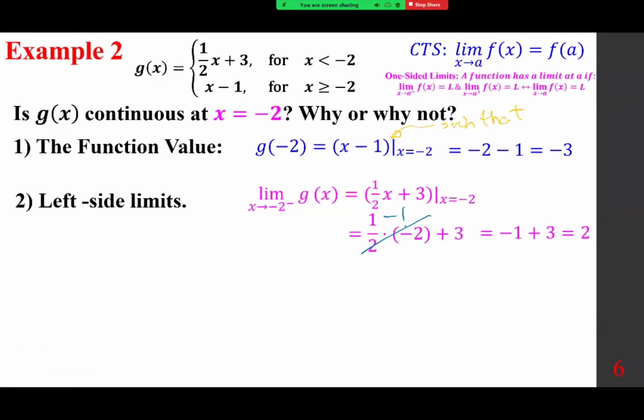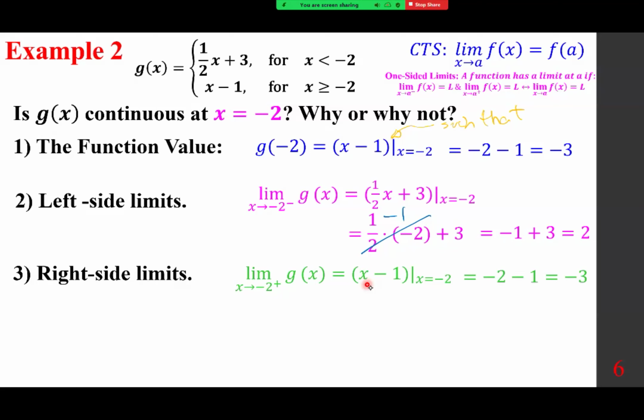The right side limit uses the bottom piece because we have the larger than here. And now the limit of g of x as x approaches -2 from the right, if you plug in, you get -2 minus 1, which is -3.